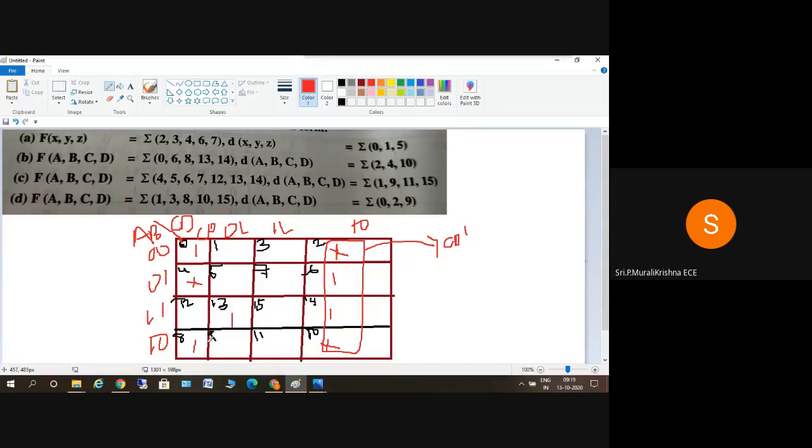And what are the other terms we can group here? 0, 2, 8, 10. Yes, that can also be formed here. So 0, 2, 8, 10 can form a quad. So what is the term here? The rows give A bar, and the column is D bar.